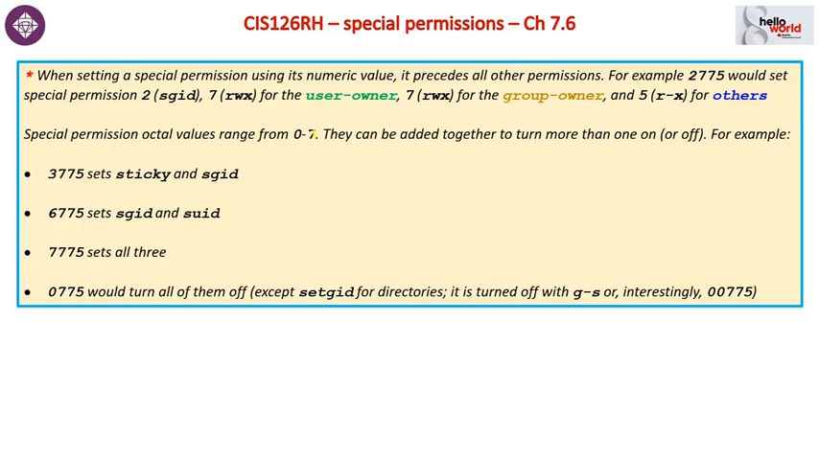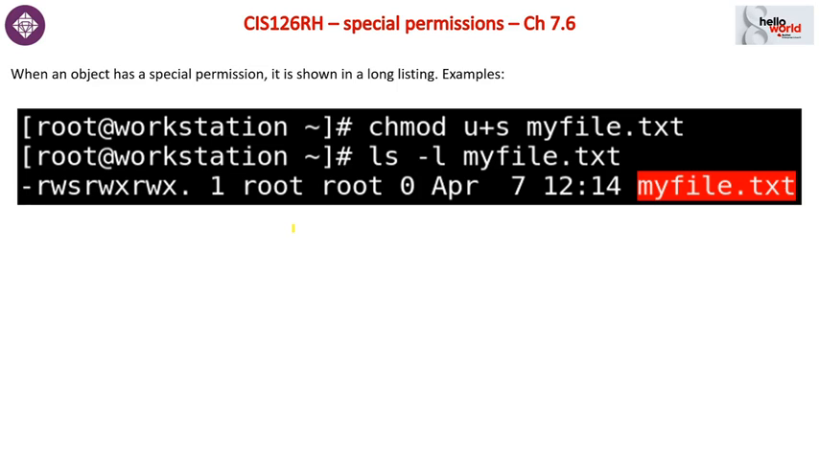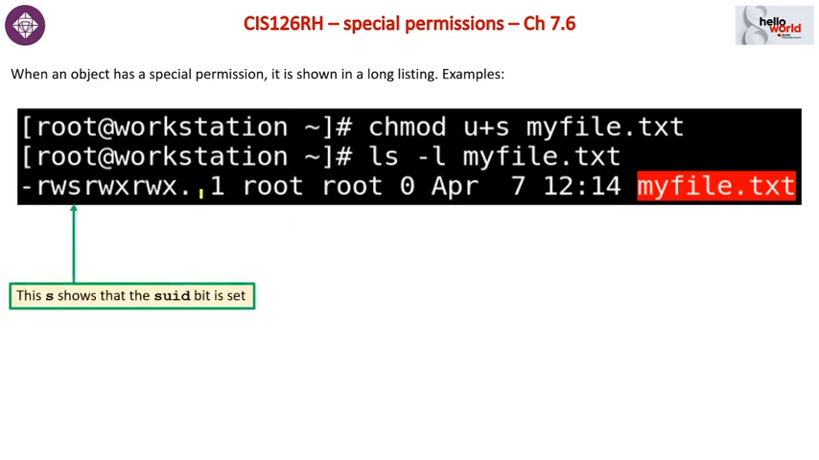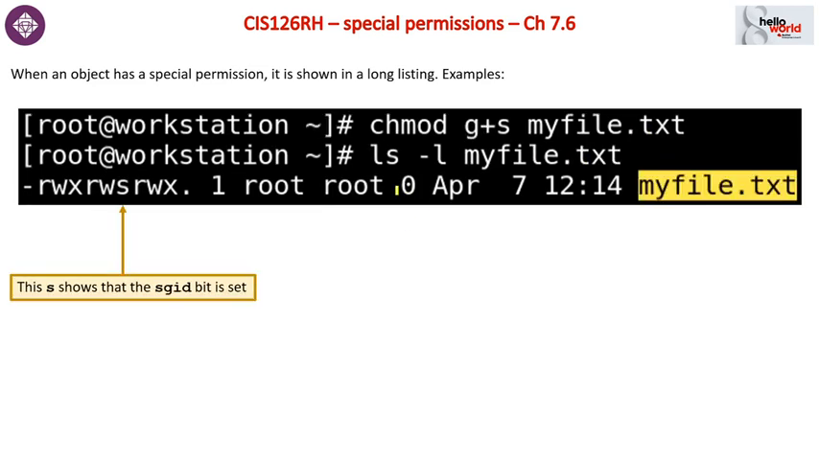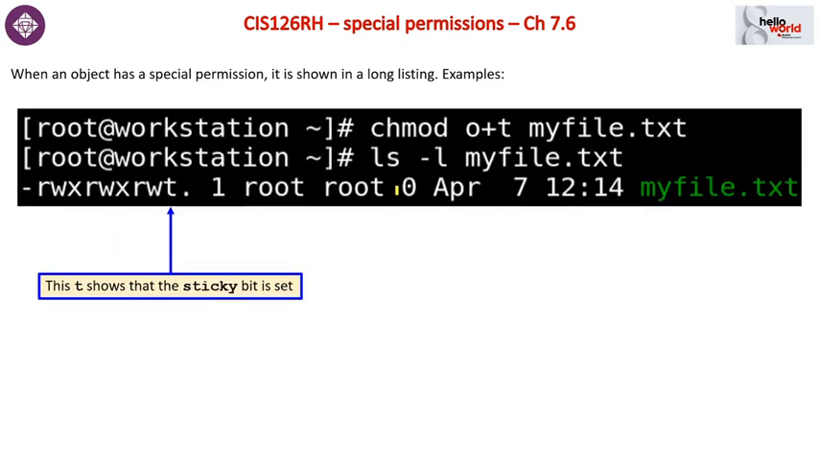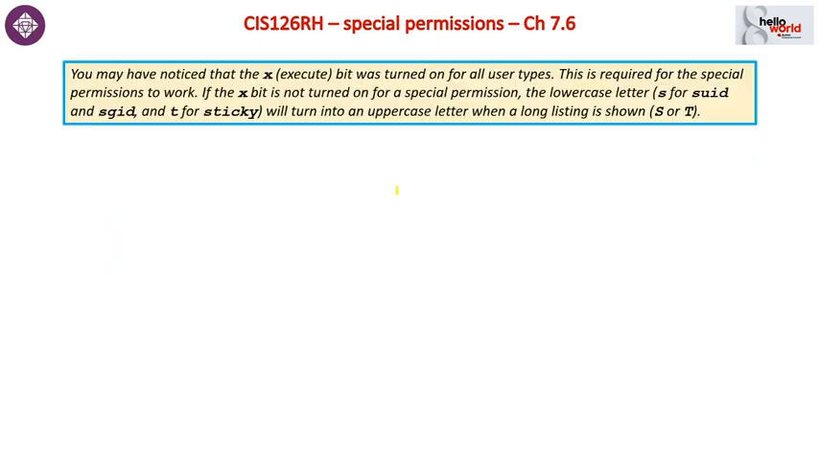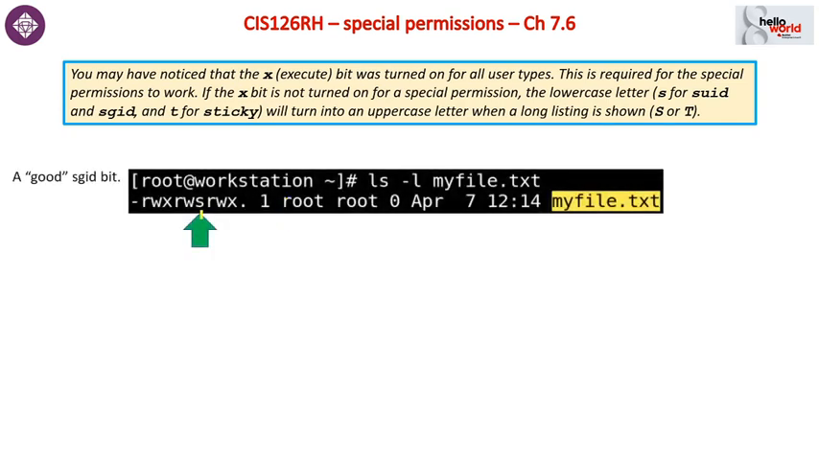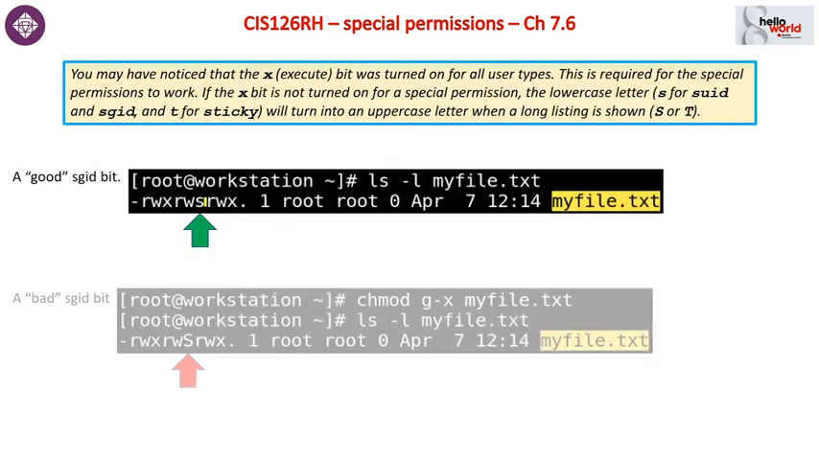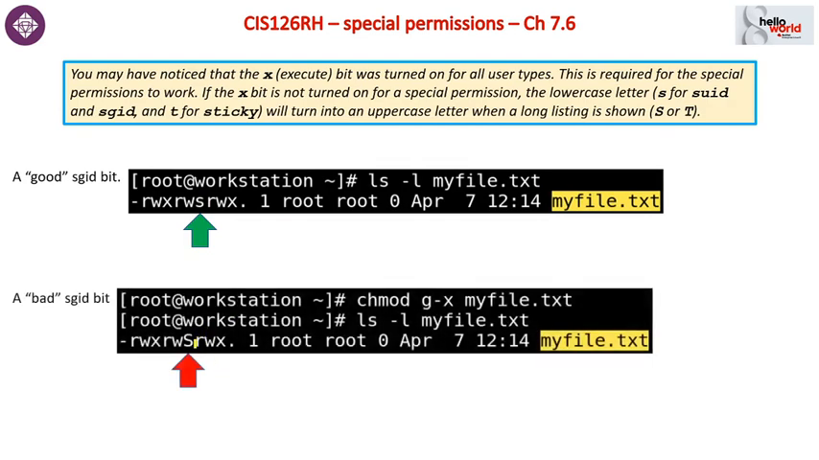When setting special permissions, that's a big note in here about all of these. And here's the walkthrough. There's the S, and actually this color is a little bit different. I'm not sure if I did it on the same computer or not. Here's the S that shows the set GID bit. There's the T that shows the sticky bit. You may have noticed that the execute bit was turned on for all user types because this is required for special permissions to work. If the X is turned off, you're going to get capital letters. Lowercase s is good. Uppercase S is bad.